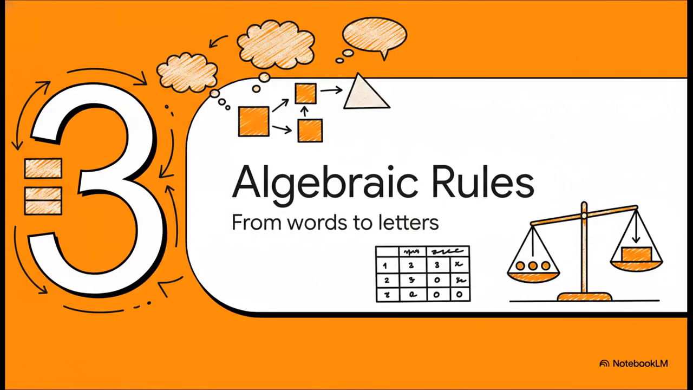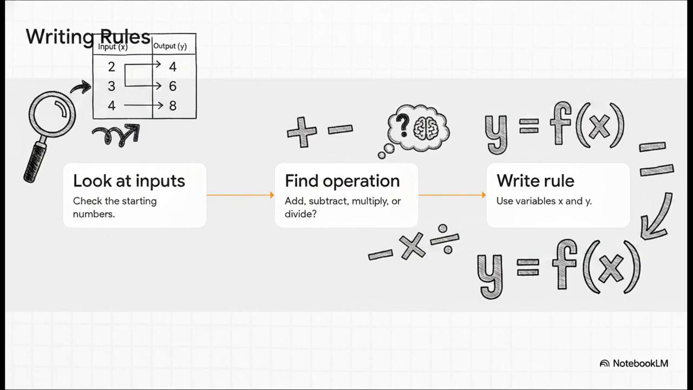Moving on to Section 3, Writing Algebraic Rules. Once you're confident spotting the pattern, translating it into actual algebra is a breeze. It's really just 3 easy steps. First, always anchor yourself by looking at the inputs. Second, figure out the math operation. Are we adding, subtracting, multiplying, or dividing to get that output? And third, just write it out as a formal rule using our letters x and y.